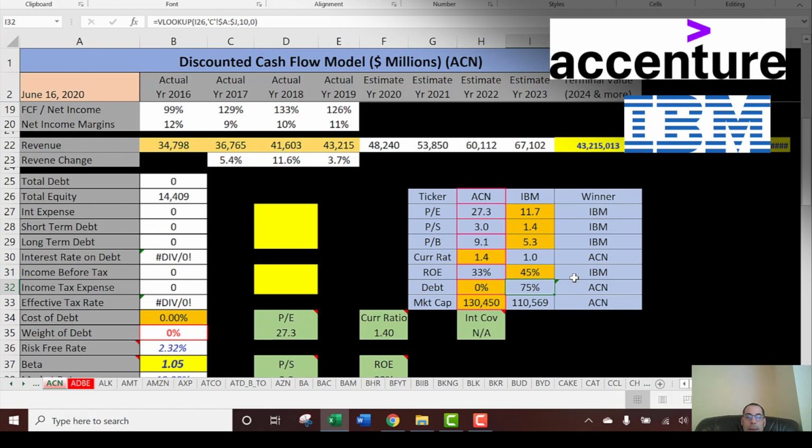And the market cap, Accenture is actually bigger than IBM. They're 130 billion in market cap. IBM is 110 billion. So it's hard to really compare, because one company is debt-free and the other company is levered up. So IBM looks great in their ratios just because they have so much debt. I'm sure if Accenture took on all that debt, they could probably improve their ratios as well.